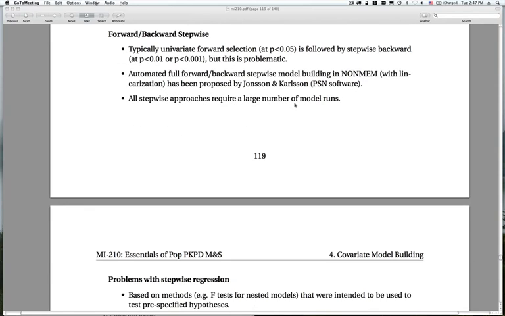Forward and backward stepwise is a combination of these two methods. And so you get to that full model by stepwise univariate forward selection, usually at a more inclusive p-value, something less stringent, allowing more effects to enter the model, followed by a stepwise backward.